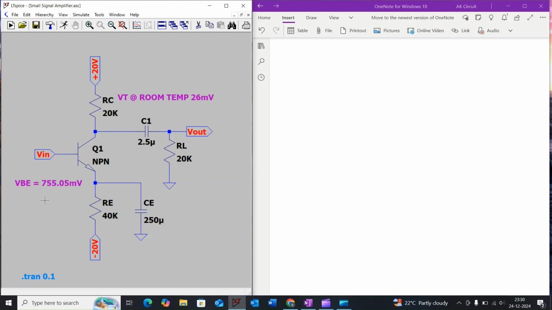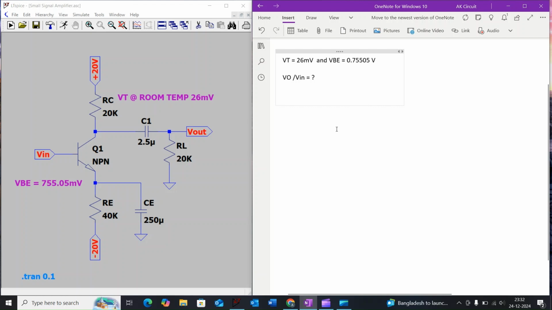Here we are considering the base to emitter voltage as 755.05 millivolt, and we are going to apply 0.1 millivolt at the base terminal of the transistor. Here we are considering thermal voltage of the transistor at room temperature, that is Vt is equal to 26 millivolt, and Vb is equal to 0.75505 volt. And here the output resistance of the transistor will be very high and the base current will be negligible. And here we are going to find the gain of the amplifier circuit, that is V out by V in.